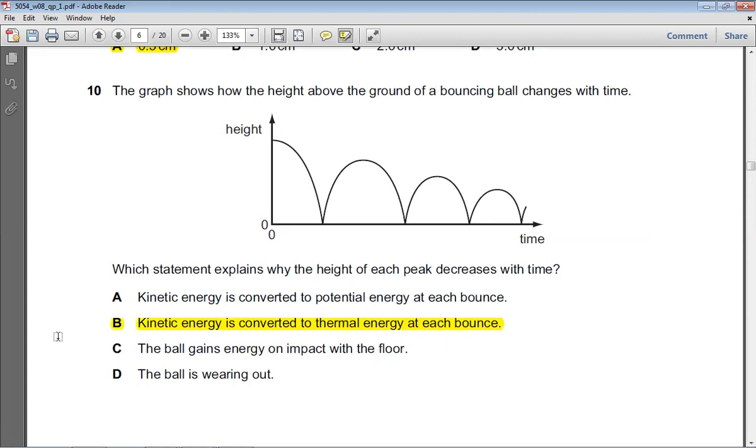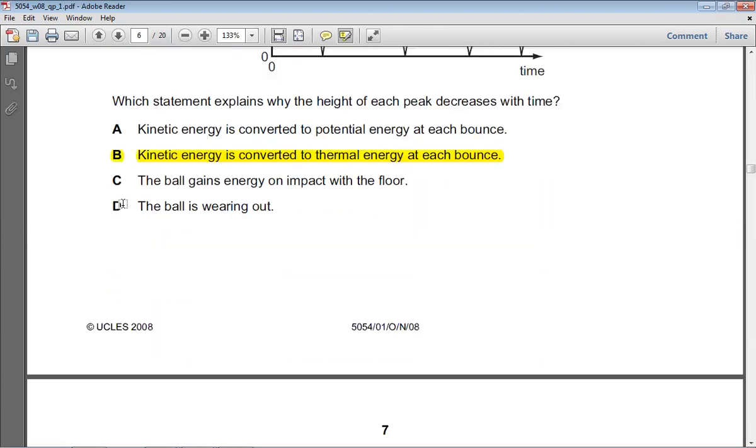A option was kinetic energy is converted to potential energy at each bounce. The ball gains energy on impact with the floor, and the D part was the ball is wearing out. So I think question number 10B is the right answer. We have checked it. It's the right answer, sir.